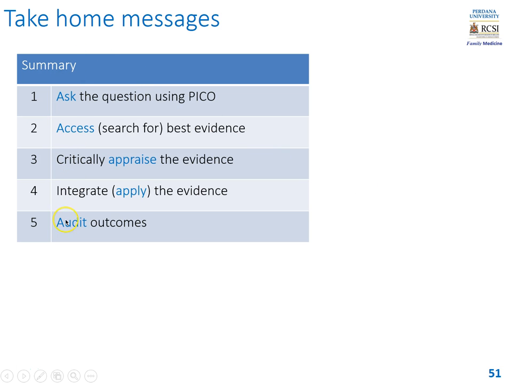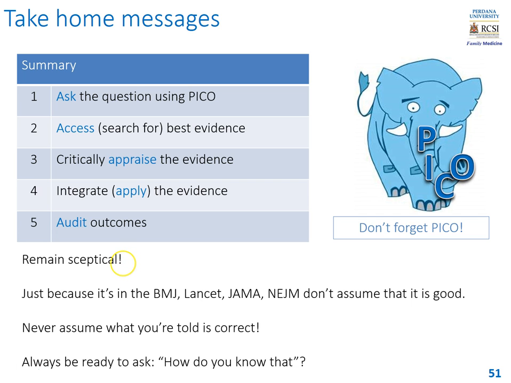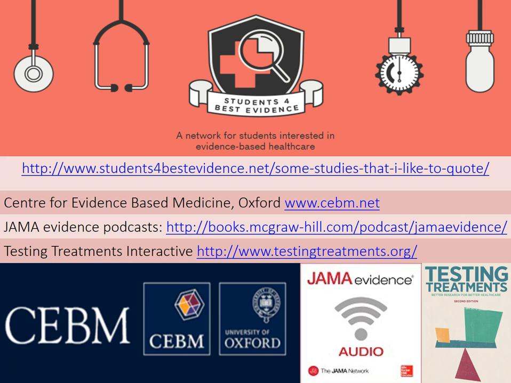Don't forget the 4 A's. We've added in the 5th A, sometimes people do. It's to audit and reappraise things after you have made changes and applied evidence to your patient. Then you might review that whole situation 1 year later. Also, be skeptical and curious. Just because something is published in a revered journal like these, don't assume that it's of good quality. Always be ready to ask, how do you know that? And don't forget PICO. I have some references for you here.